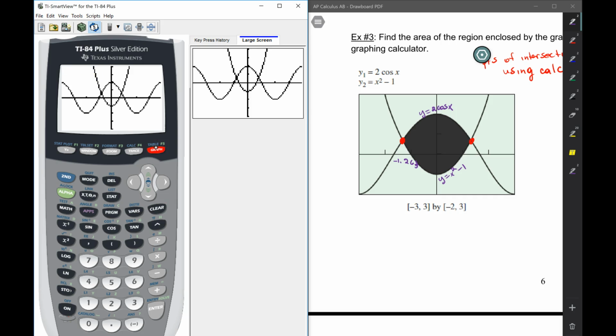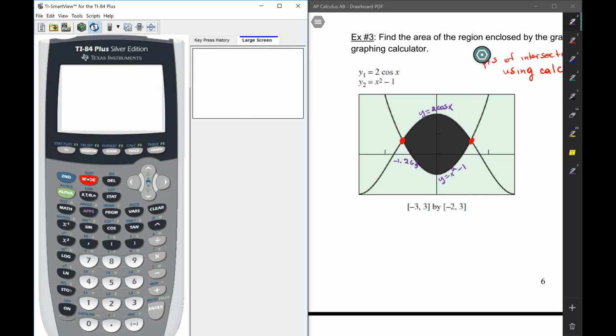All right, so here, for the last time, I'm going to find the point of intersection. First curve, second curve, guess. That's the point of intersection, correct? Now, what you're going to do is this. Second quit. Go to the home screen. Second mode.